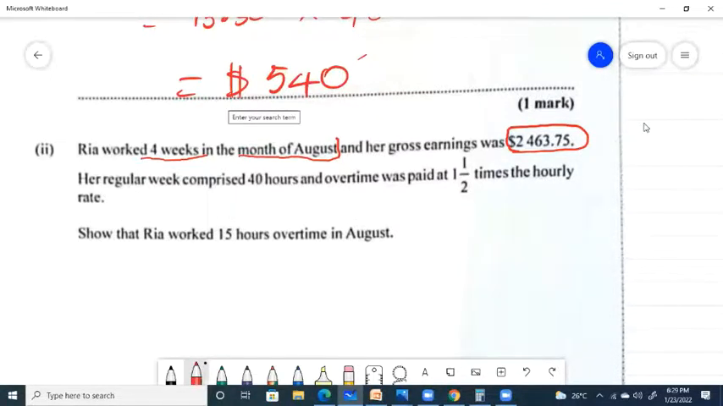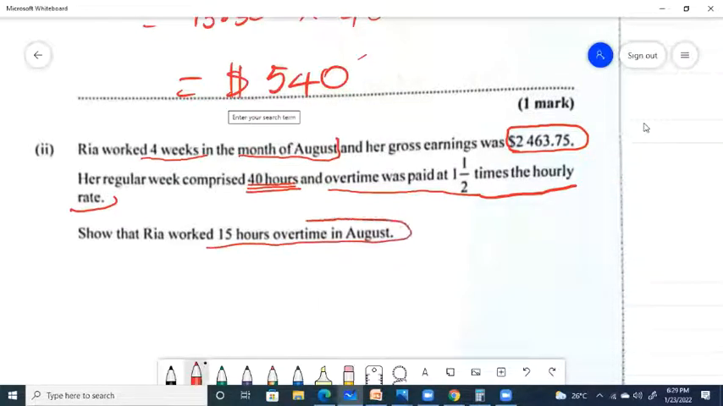Her regular week comprised of 40 hours. So this is regular, as we said before, basic, all right? And overtime. So now there is an idea concerning overtime. It is saying that overtime is paid at time and a half, right? Her hourly rate. So we're going to talk about that idea of overtime, right? Now, show that Rhea worked 15 hours on overtime. We're going to go to this in the end. So this is the last thing we want to prove.